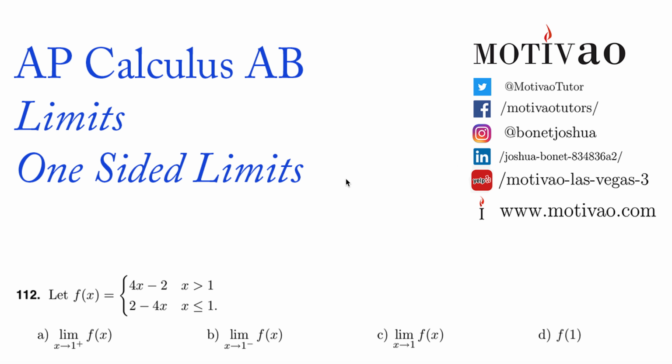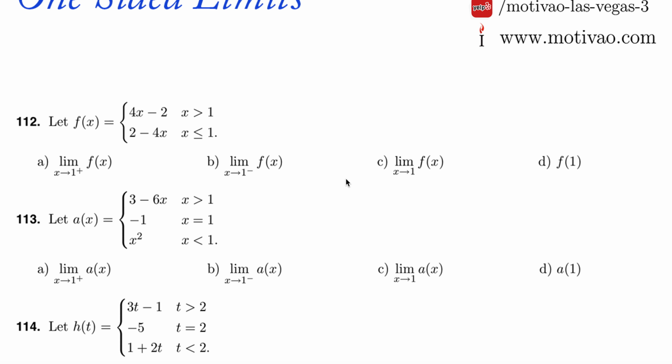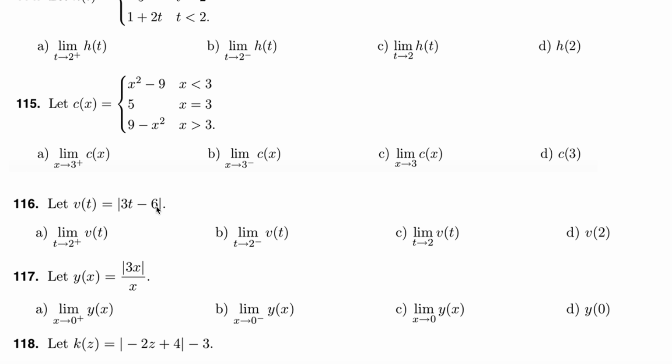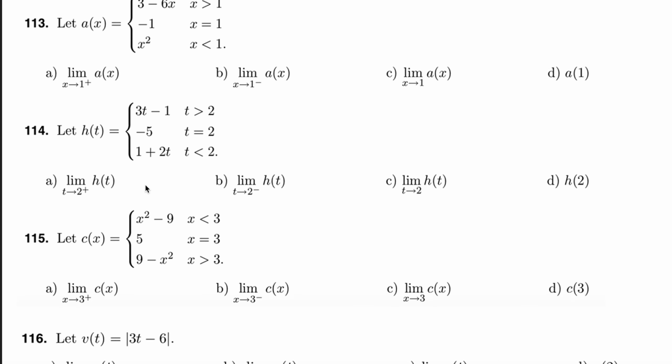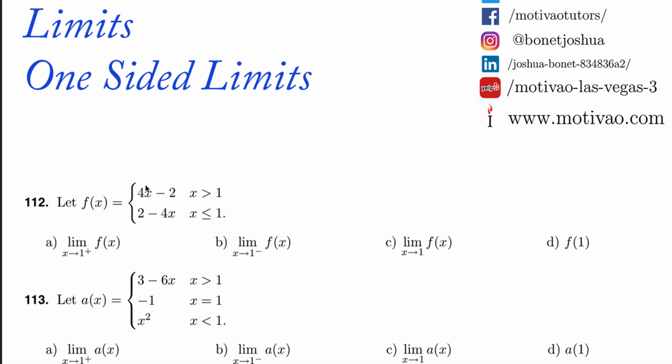Again, this is Mr. Bonet with AP Calculus AB, limits one-sided. Okay, so on the AP test, you're gonna see examples like these. These are piecewise functions. All of these functions are piecewise functions, including the absolute values. So how do we attack them?